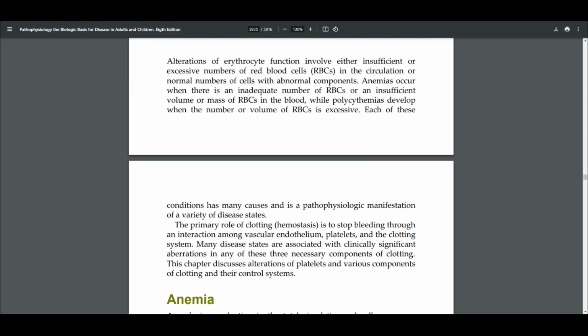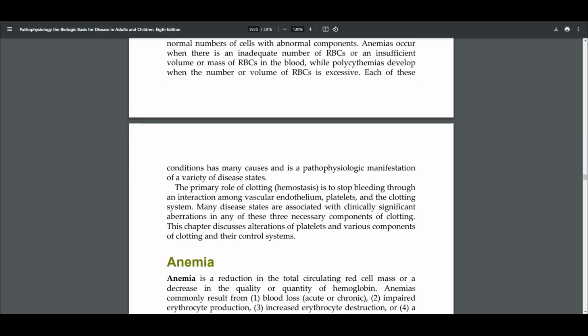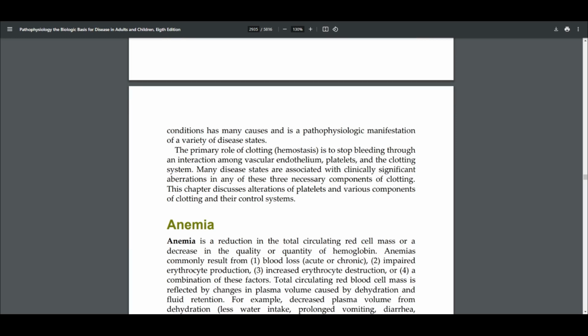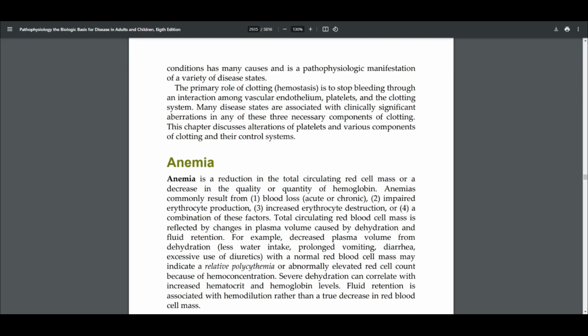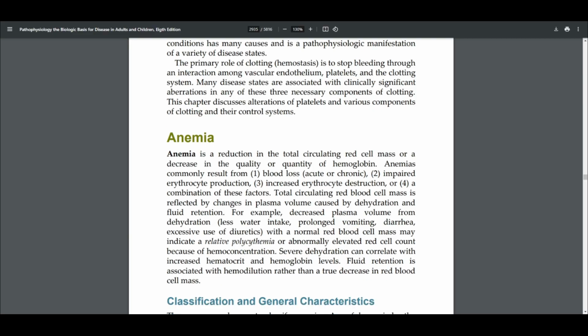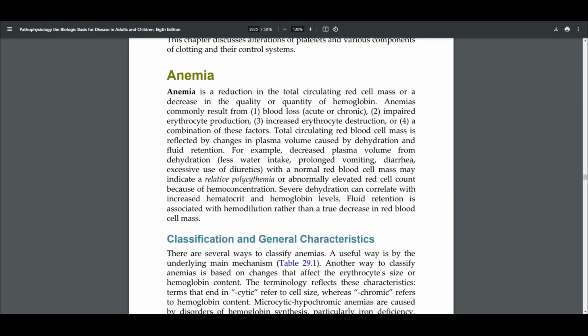The primary role of clotting, or hemostasis, is to stop bleeding through an interaction among vascular endothelium, platelets, and the clotting system. Many disease states are associated with clinically significant aberrations in any of the three necessary components of clotting. So this chapter will discuss alterations of platelets and various components of clotting and their control systems. So we'll jump right in with anemia.